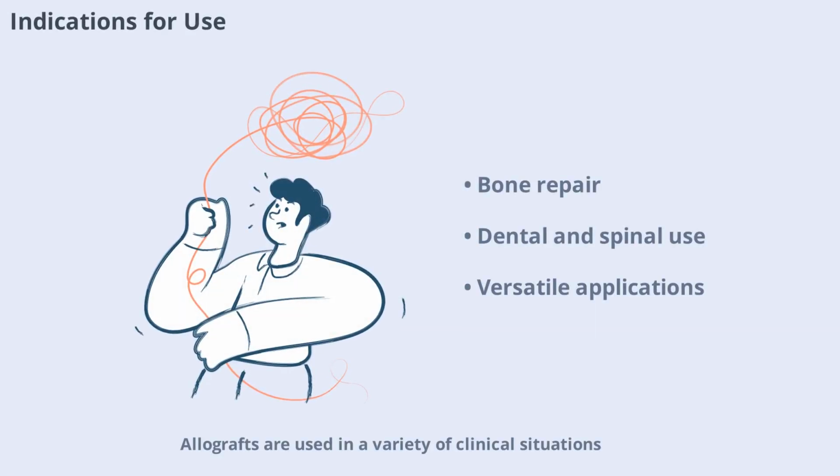Allografts are used in a variety of clinical situations. They are commonly employed in bone repair, spinal fusion, dental implants, and reconstructive surgeries. Their versatility makes them suitable for both small and large defects. Surgeons choose allografts when they need a reliable, readily available material that can support or stimulate new bone growth. The choice of allograft type depends on the specific needs of the patient and the surgical procedure.